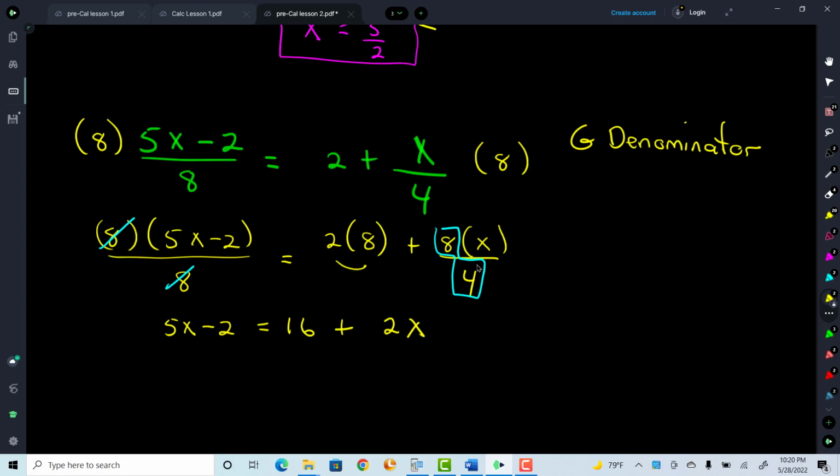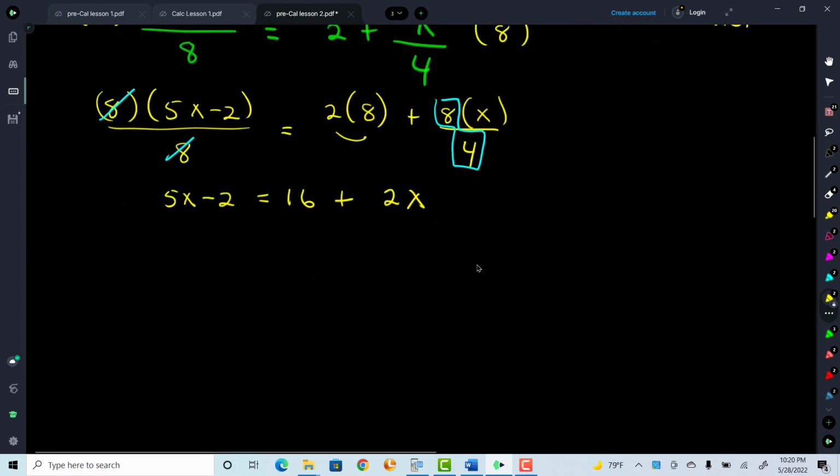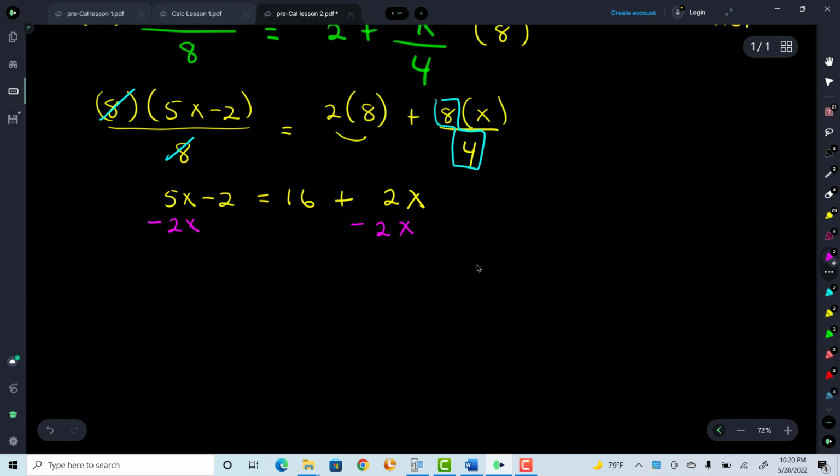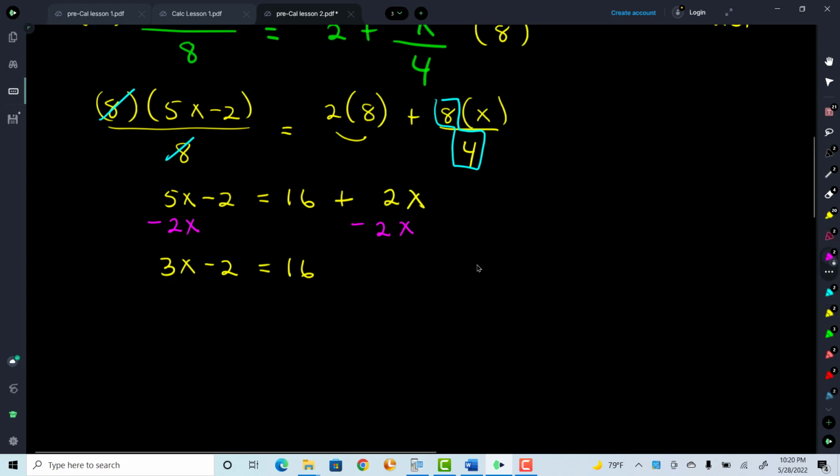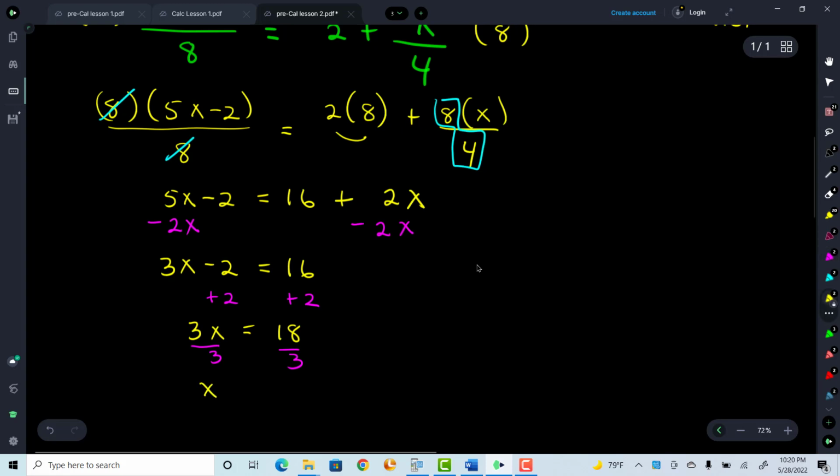Now I just have a basic linear equation. So again, we want to isolate the x. So let's get all the x terms over to one side. So I'm going to subtract 2x from both sides. And we get 3x minus 2 equals 16. Again, we're trying to isolate the x to get the x all by itself. So we're going to add 2 to both sides. So we have 3x equals 18. And then we'll divide by 3. So we get x equals 6.